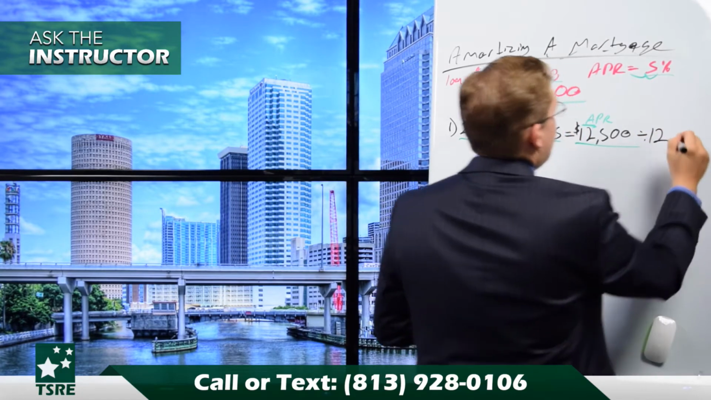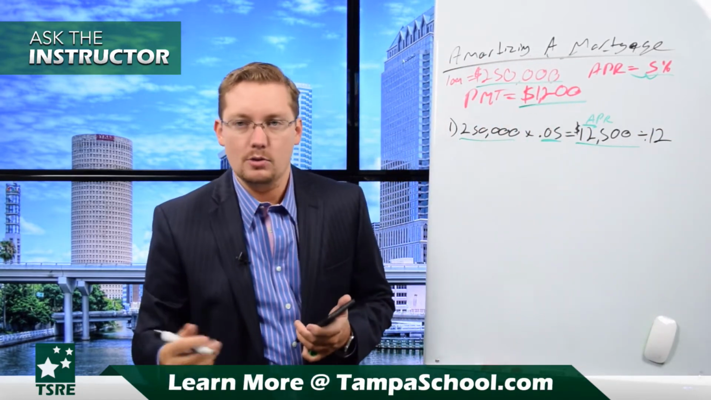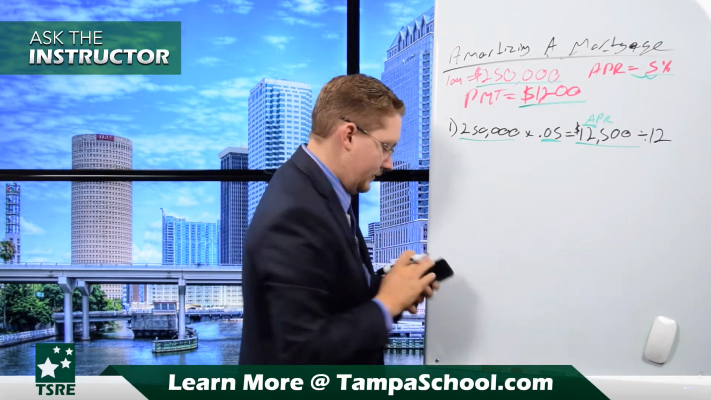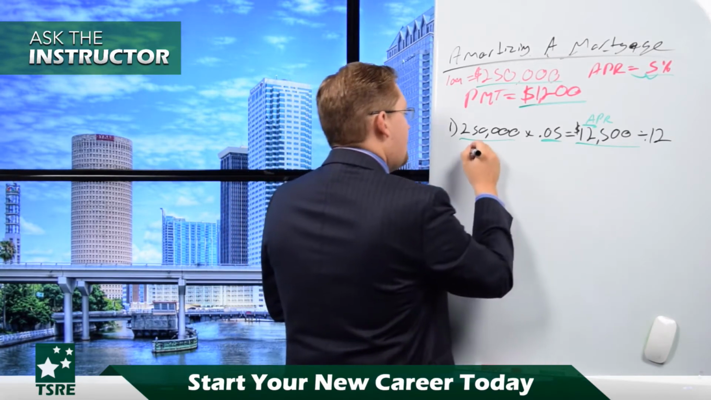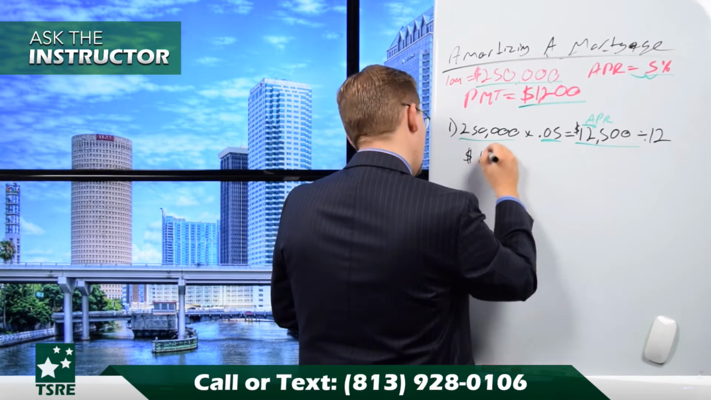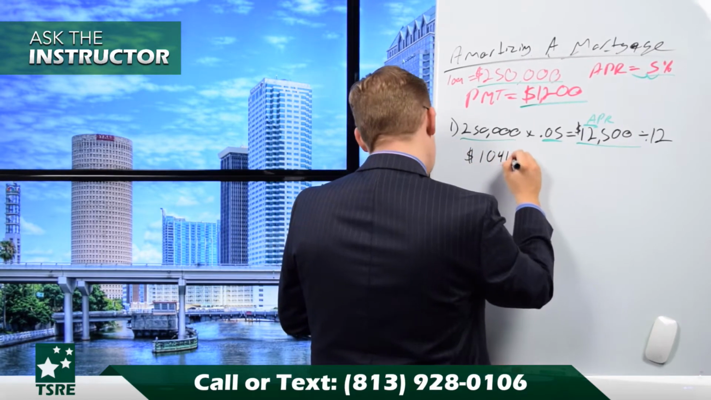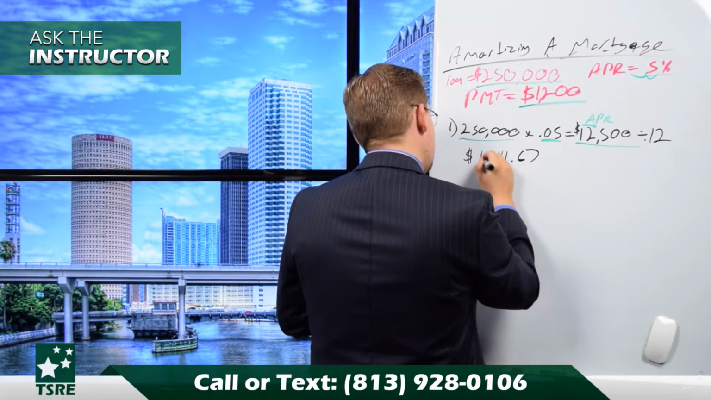So in order to do that, we're just going to simply divide by 12. And when we take that now and divide that 12,500 divided by 12, we're going to end up with an interest amount of $1,041.67.